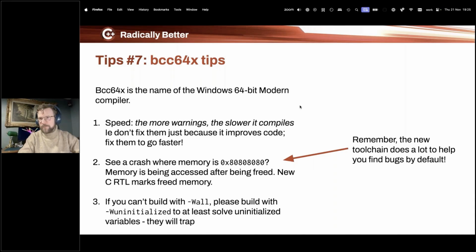So I've tried to convince you to run with all warnings on and then fix them, because the new toolchain will really help your code quality. But there's another reason: if you're getting a whole bunch of warnings being printed out, fix them and it will compile faster, really. Another tip, if you see a crash and the memory is a bunch of H0 bytes, the new runtime library marks freed memory. If you see this pattern, then you're accessing memory after it's been freed. So you know a particular bug is there, and this will help you find it.